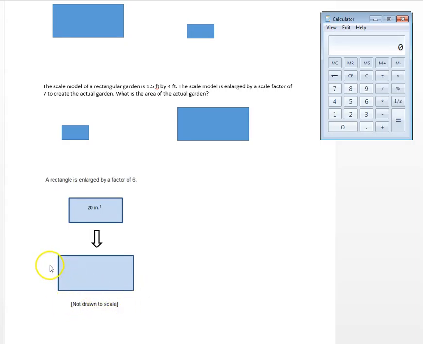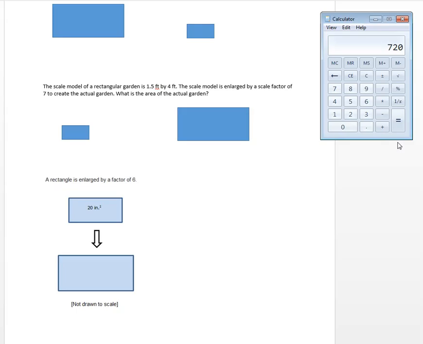Area is multiplying length and width together, so we would be multiplying 6 times for the width and 6 times for the length, and we would be getting 36 times larger area because of that. Well, if the original area was 20, and our scale factor is now making it be 36 times bigger, then we would just multiply those two together, and our new area would have to be 720 square inches.